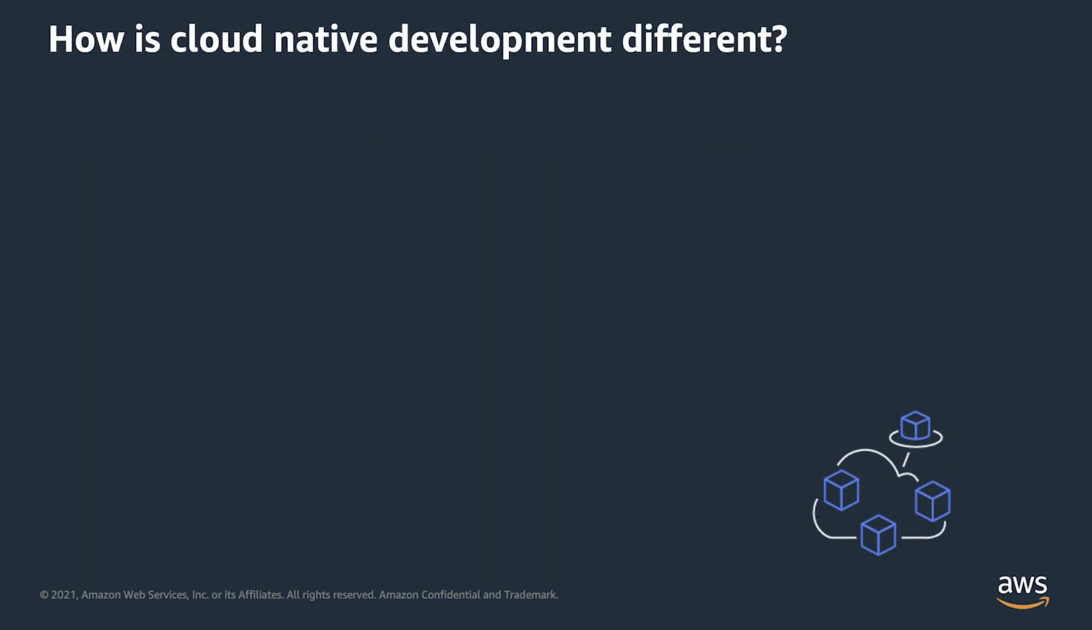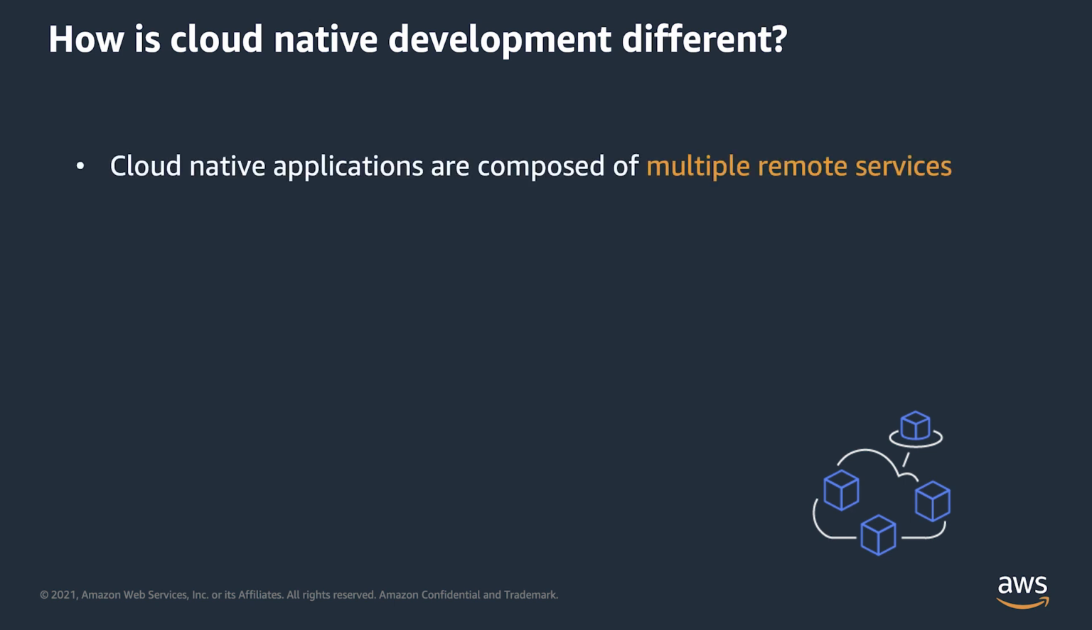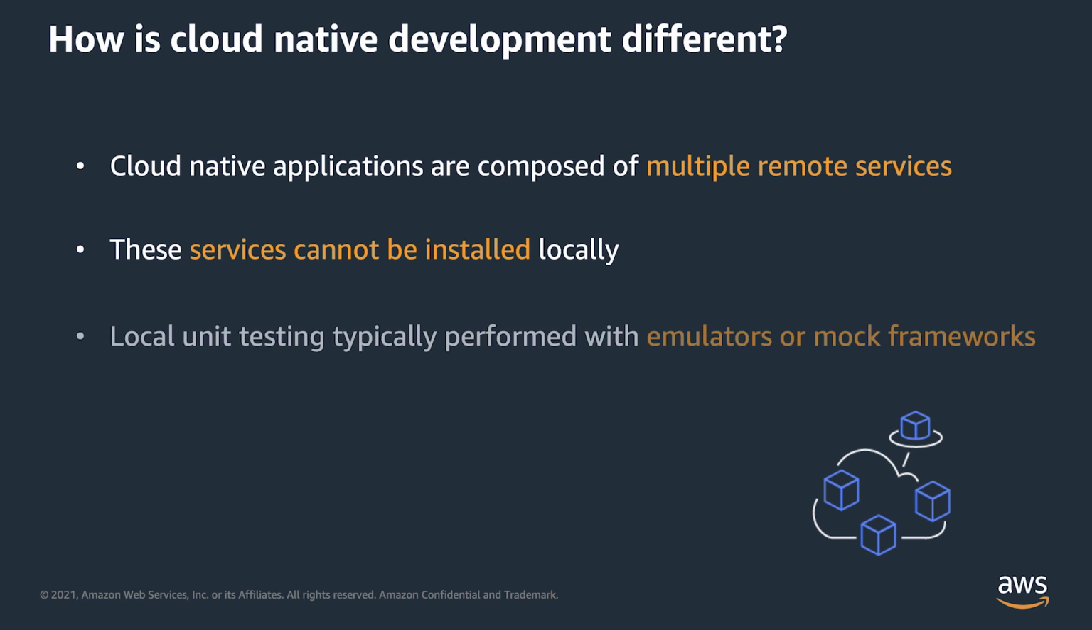But cloud-native application development is different. Cloud-native applications, by their nature, are composed of multiple remote services. These services cannot be installed locally. They're native to the cloud. So developers who want to continue to write code and execute tests in a local environment have to account for references to external cloud services in their code. Developers who want to continue to perform local unit testing will typically use emulators or mock frameworks in these cases.